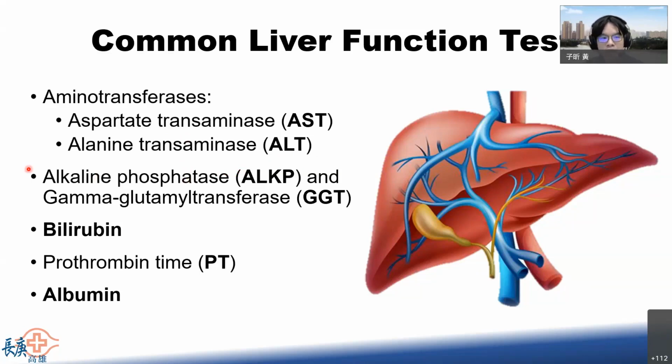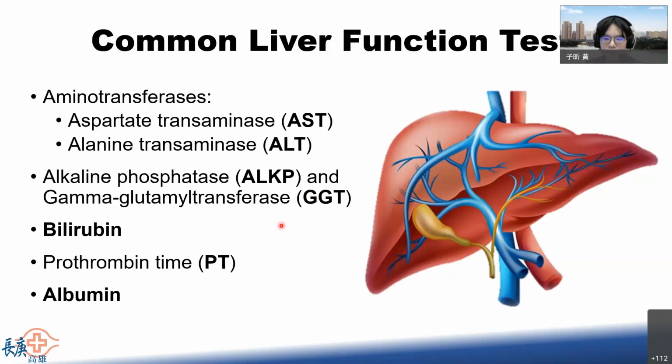And other function tests are alkaline phosphatase, ALKP, and gamma glutamyl-transferase, gamma-GT. Serum alkaline phosphatase is predominantly from the liver and the bone. So alkaline phosphatase may be elevated as well in some diseases involving the bone. And gamma-GT is a little bit more specific for the hepatocytes and biliary epithelial cells, but it may also be found in other organs as well, such as the kidney, pancreas, spleen, heart, and brain.